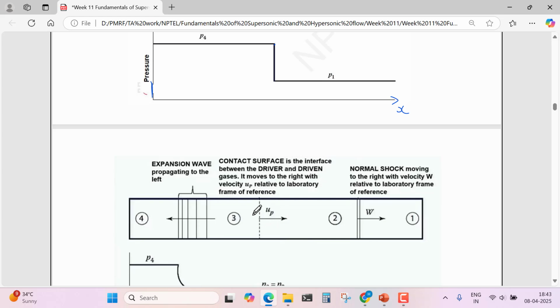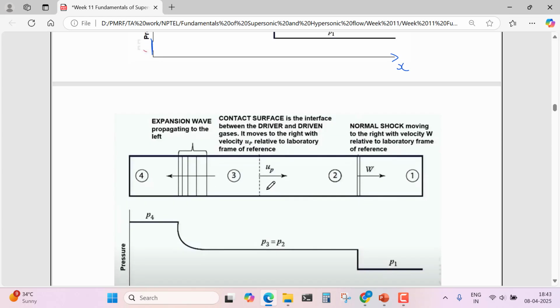These two conditions are different because both gases are also different. That's why 2 and 3 are different. And there will be a contact surface, which is the interface between the driver and driven gas, and it moves to the right with the velocity u2. This contact surface will also move with the velocity u2 relative to the laboratory frame of reference.